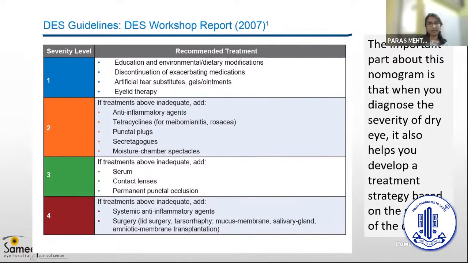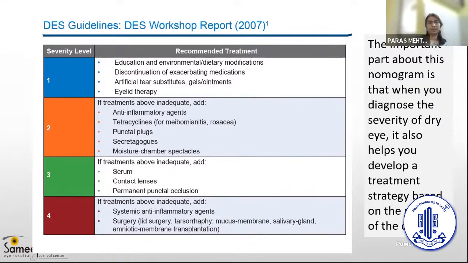Level 1 is a mild dry eye patient, where probably lifestyle management and topical tear substitutes would be enough to take care of those patients. Level 2 would have an extra element of inflammation, the higher side of the milder variety, moving on to a moderate type of dry eye, where you would like to add anti-inflammatory agents. Without that, only the lubricants, drops, and gels will not be able to take care.